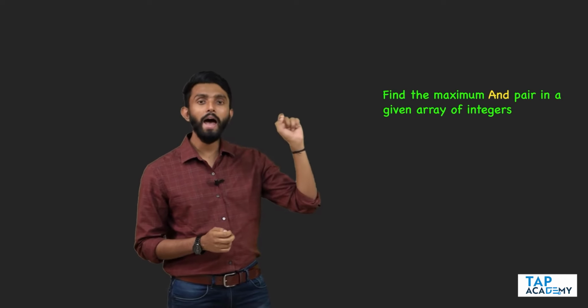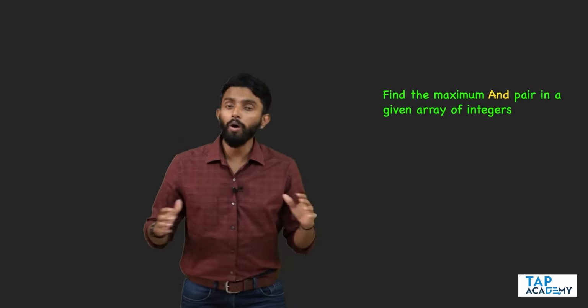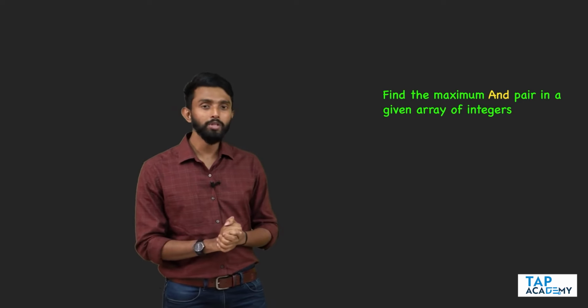Today I'm going to be solving a question which is again commonly asked in Microsoft. Now what is this question? The question is to find the maximum AND pair in a given array of integers. What does this question even mean? Let me show you.